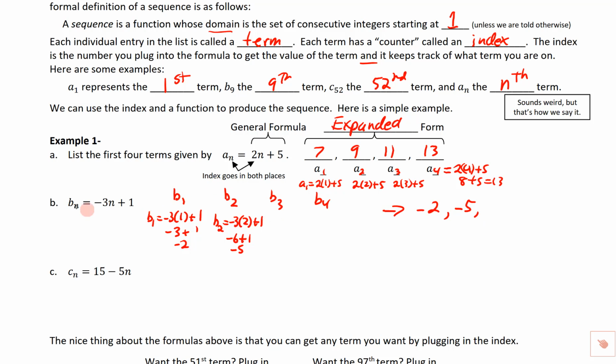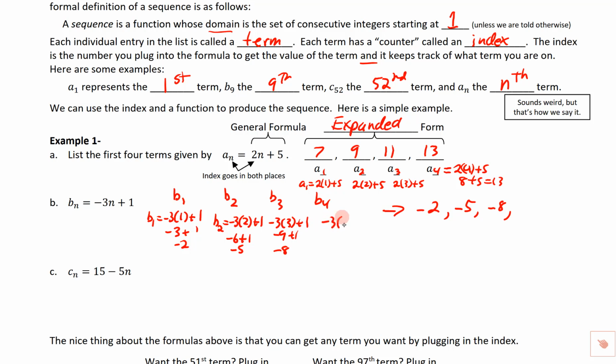Now, instead of writing down the b sub 3 here, I'm just going to plug in a 3 here. So we get negative 3 times 3 plus 1. That's negative 9 plus 1, so that's going to be negative 8. So I'm going to put negative 8 right here. Put a comma, and now we've got the last one.